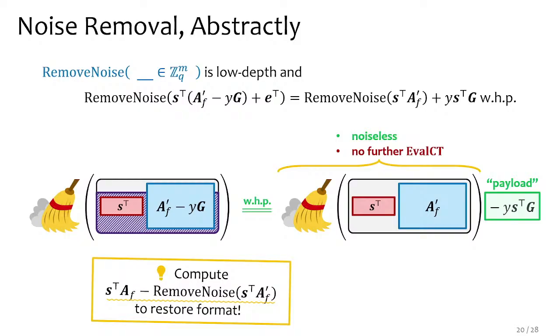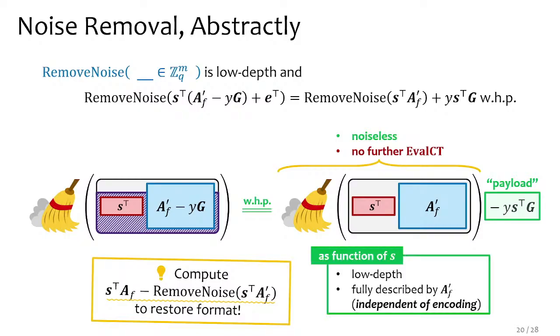But before that, this part, remove noise of no noise encoding, has some good properties. First, it's low depth, because remove noise itself is low depth. And this function is also fully described by AF prime. It's independent of the encoding. That's the crucial part.